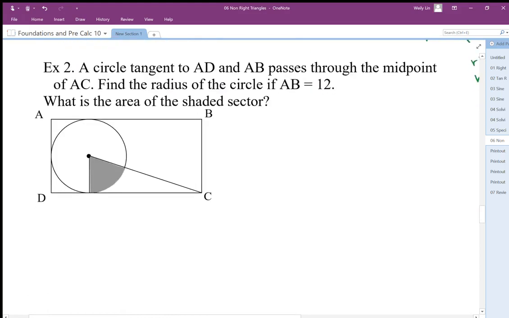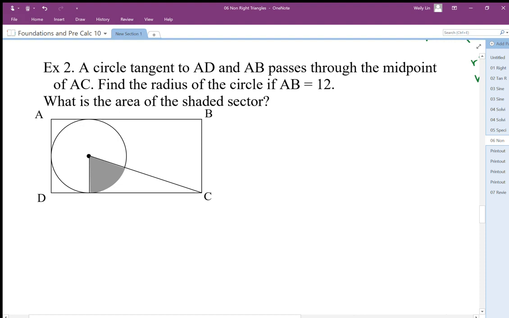This next one here, we have a circle. It's tangent at AD and AB, and DC as well. It says that AB passes through the midpoint of AC. So AD and AB pass through the midpoint of AC.